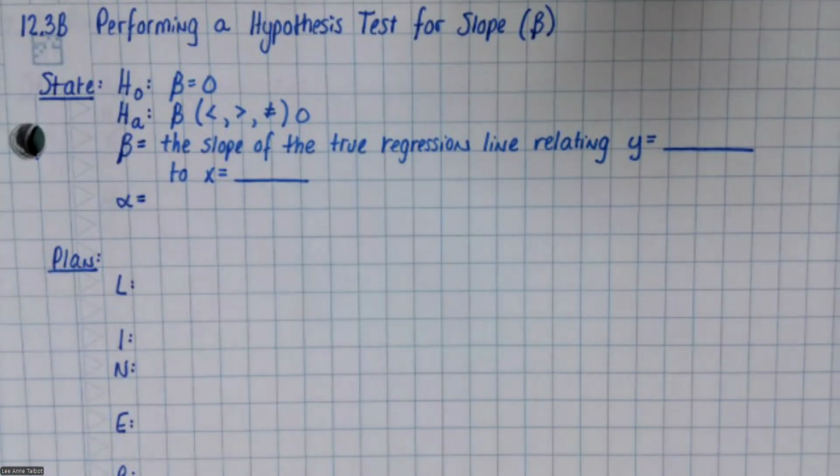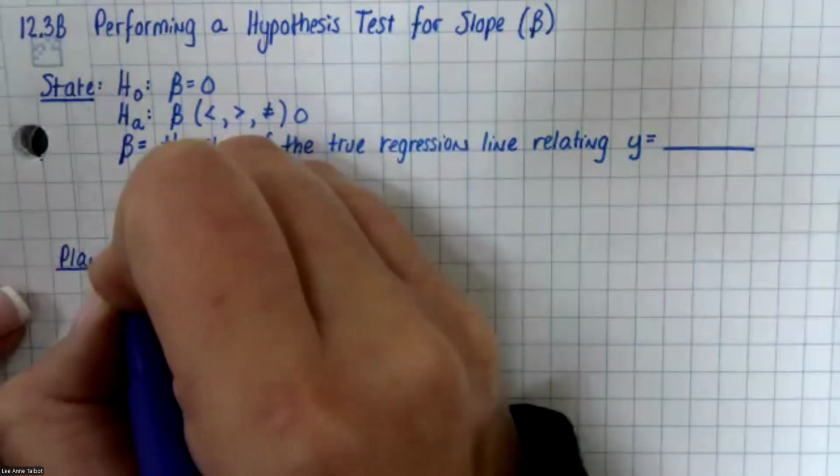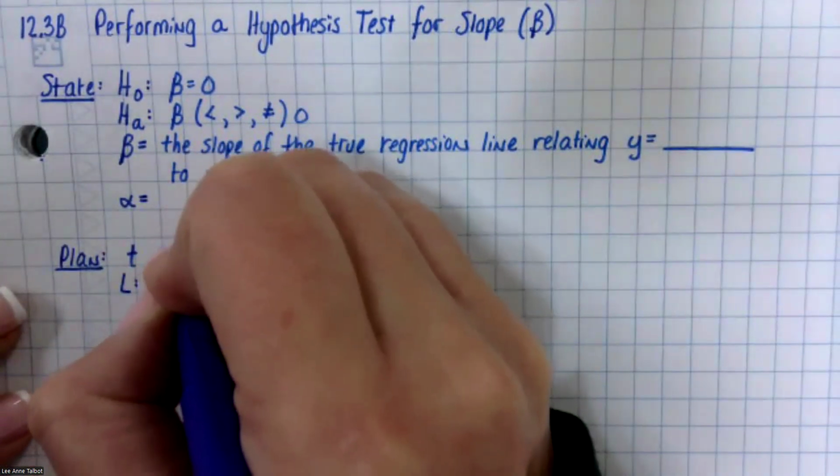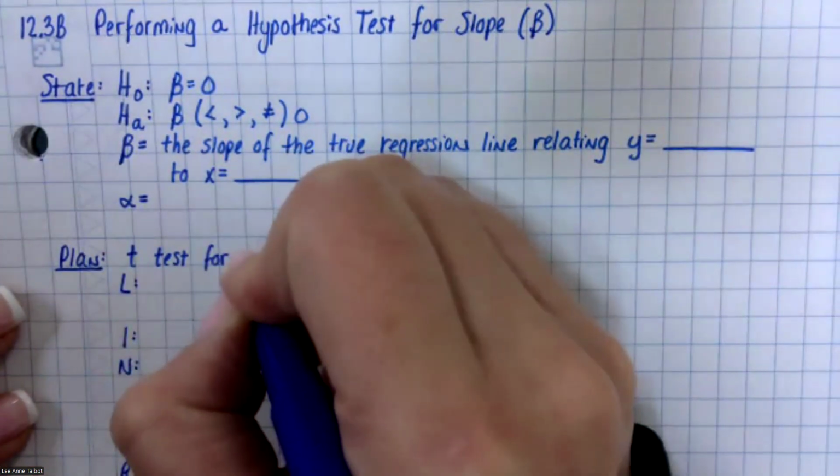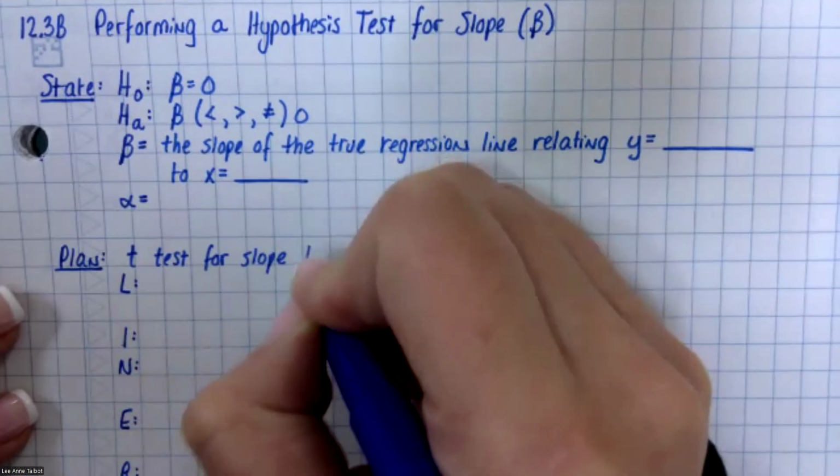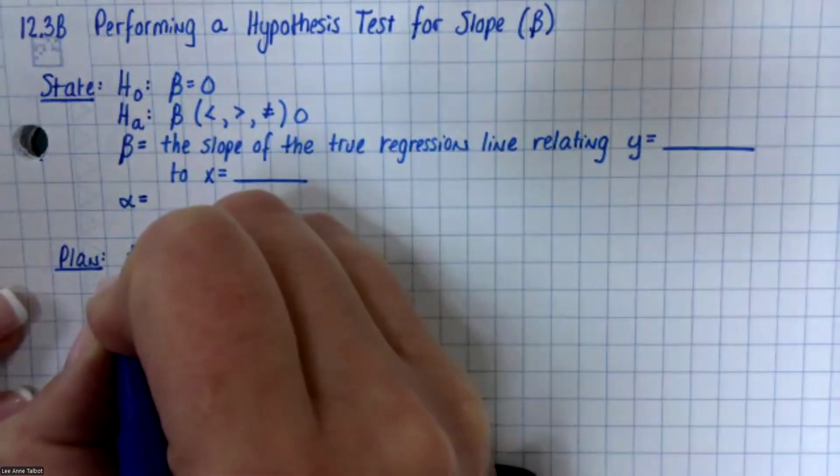Do you guys have any questions there? I want to remind you that capital B beta is the population slope, so the true slope, and little b is the sample slope, the one that you would get from your data. Okay, plan. This is a t-test for slope beta.